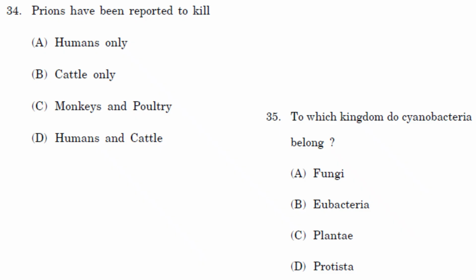Then prions have been reported to kill. Prions can infect both humans and animals. In cattle they cause bovine spongiform encephalopathy, and in humans it is Creutzfeldt-Jakob disease. So they can infect both humans and cattle. Then, to which kingdom do cyanobacteria belong? It is to eubacteria that cyanobacteria belong. It is blue-green algae, cyanobacteria.